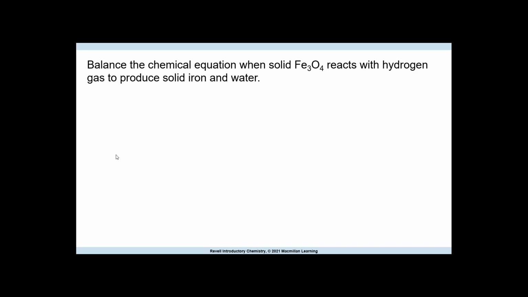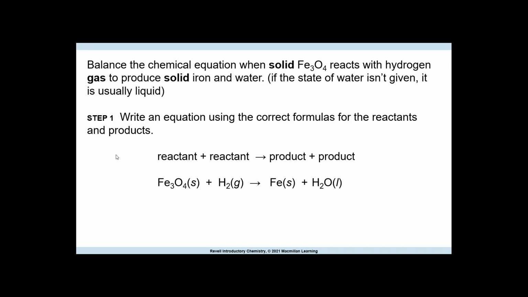Balance the chemical equation when solid iron(III) oxide reacts with hydrogen gas to produce solid iron and water. So we first write an equation. Again, you are not here yet, so don't worry about that. So here's the equation. Let's pretend you're given the equation. We haven't covered phase changes yet, so don't really worry about those. But this is just telling us that this is a solid, this is a gas, this is a solid, and water is a liquid. That's all this means.